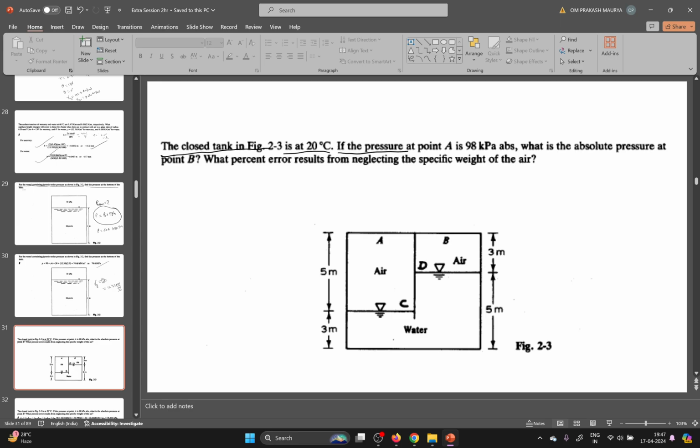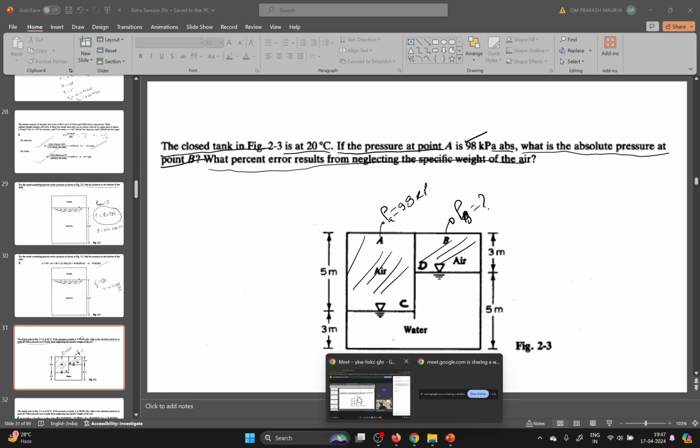Now if the pressure at point A is 98 kilopascal, absolute pressure is given, what is the absolute pressure at point B? At A the absolute pressure is given, 98 kilopascal. You need to calculate the absolute pressure at B. And what is the percentage error resulting from neglecting the specific weight of air? If we neglect this pressure, what will be the error? Whether 1%, 2%, 3%, 5%, or 10%.